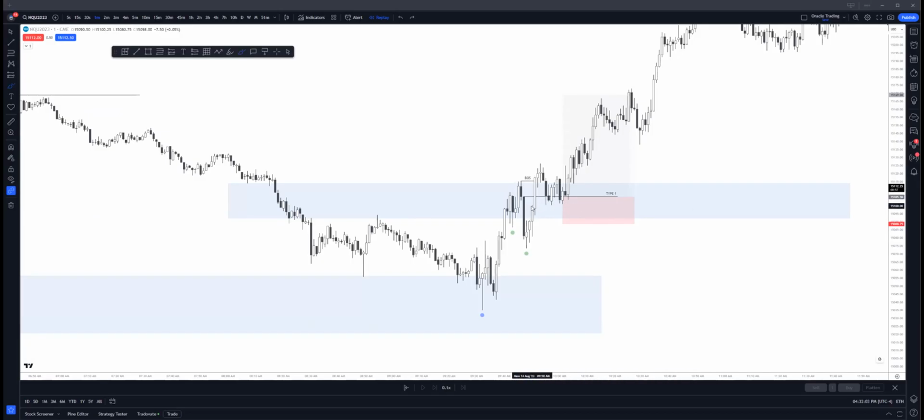Price reacts into this overall FEG, also an inverse. This is irrelevant information. What I'm looking at here is the fact that we have a type 1 and we're in an FEG, okay? Reacts, holds a support, starts to push away. No available FEGs in here. We look at the time here from 10 to 11. This is the time for the silver bullet.